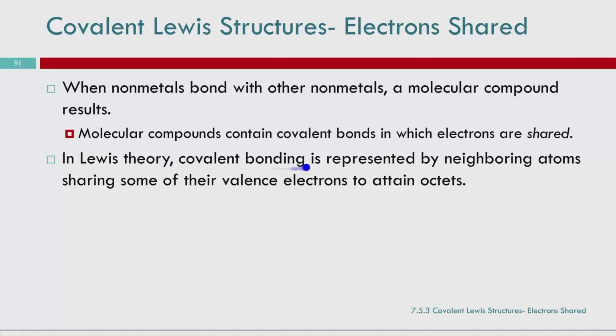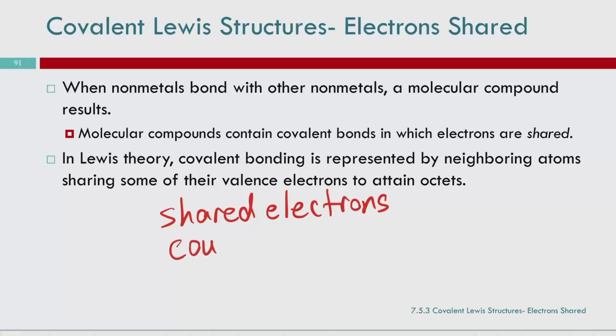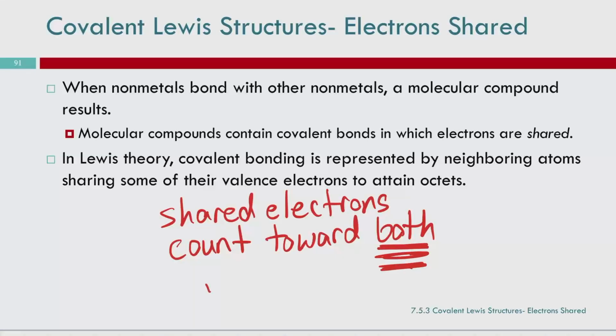So in Lewis theory, covalent bonding, sharing electron bonding, is represented by our next door neighbor atoms sharing their valence electrons with the goal of attaining octets. And shared electrons count toward both octets. It counts for both of them.